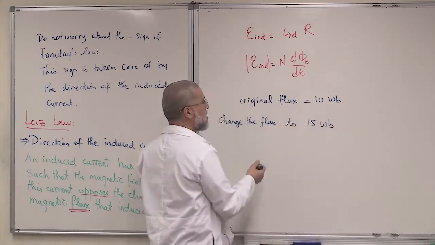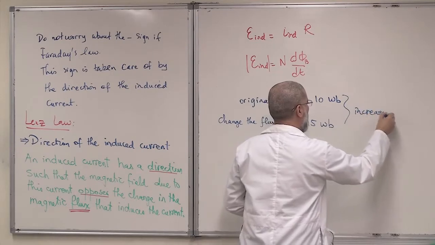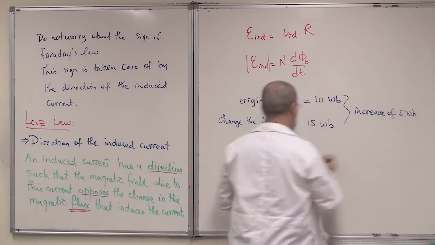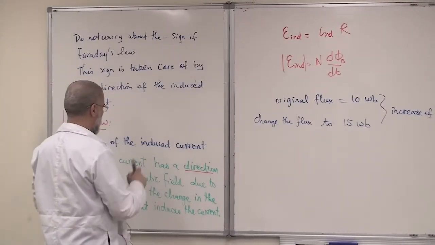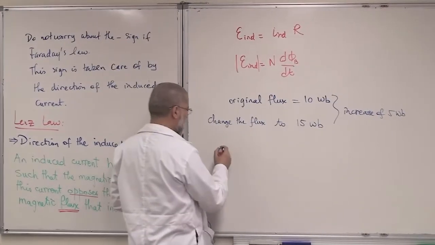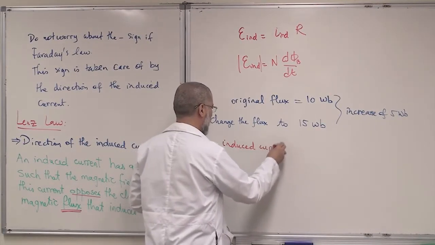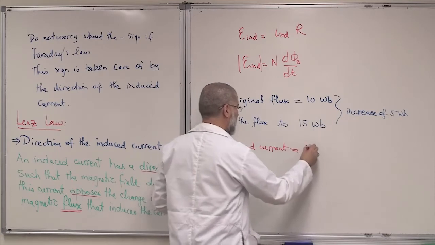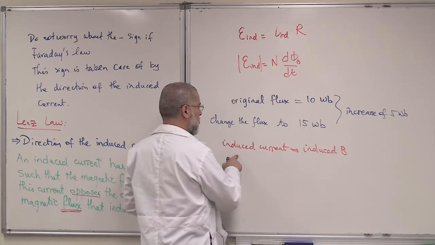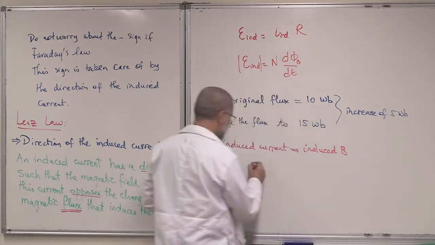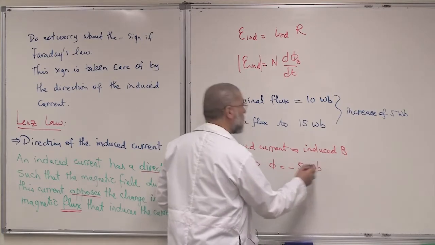Okay, so there's an increase of 5 Weber in the magnetic flux. So there will be an induced current in your coil, and that induced current will give you an induced B. So the induced current I will produce an induced B, which is going to produce a flux phi, which is minus 5 Weber. You see?